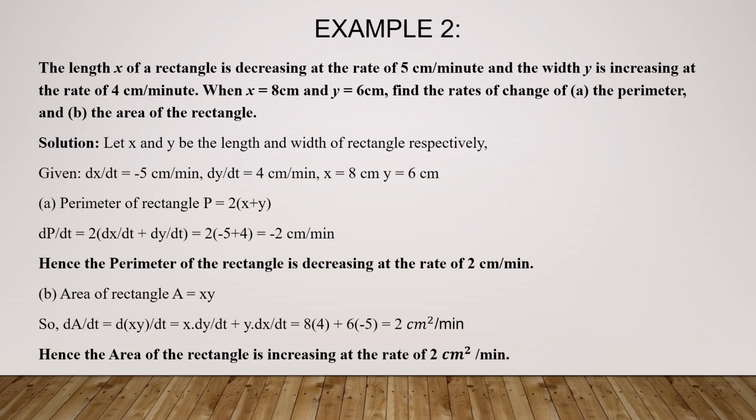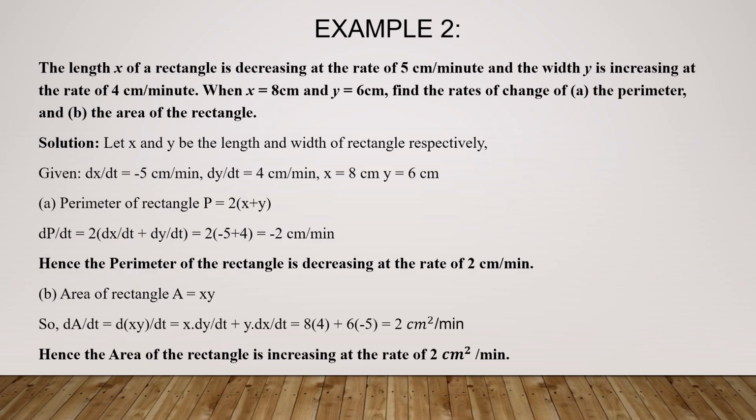Example 2. The length x of a rectangle is decreasing at the rate of 5 cm per minute and the width y is increasing at the rate of 4 cm per minute. When x is 8 cm, y is 6 cm, find the rate of change of the perimeter and secondly of the area for the rectangle. Now two things are given over here, x and y. X is the length and y is the width of the rectangle. What else is given? First always note down what is given and what you need to find out.